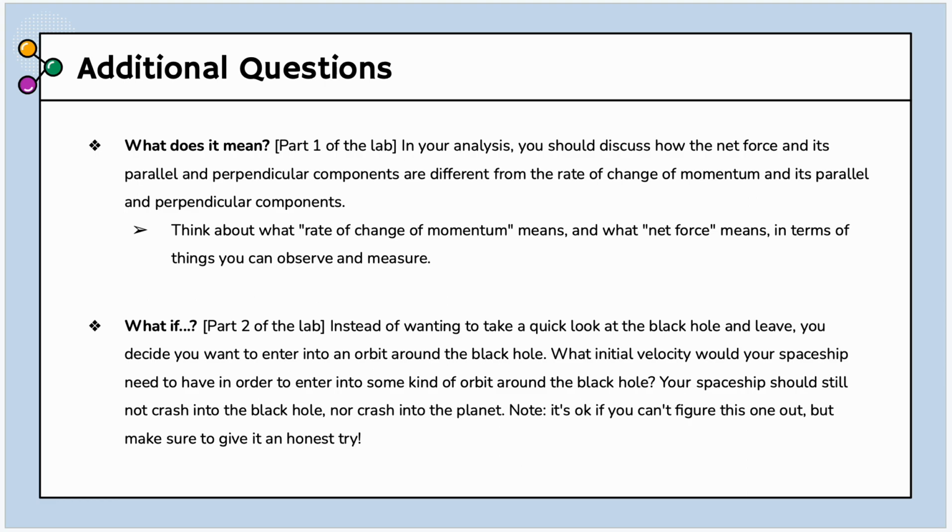And then what if, instead of wanting to take a quick look at the black hole and leave, you decide you want to enter into an orbit around the black hole? What initial velocity would your spaceship need to have in order to enter into some kind of orbit around the black hole? Your spaceship should still not crash into the black hole, nor crash into the planet. I think that the ship's speed must be equal to or greater than the planet's orbital speed in order to enter orbit, but I'm not really sure. Okay, thank you.